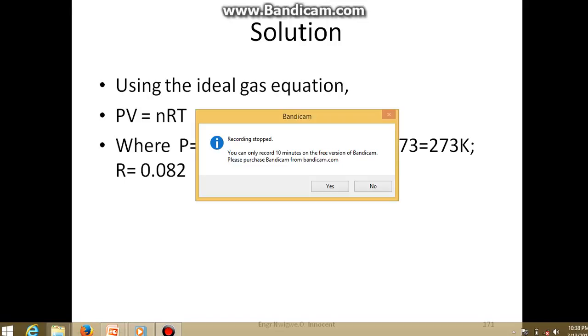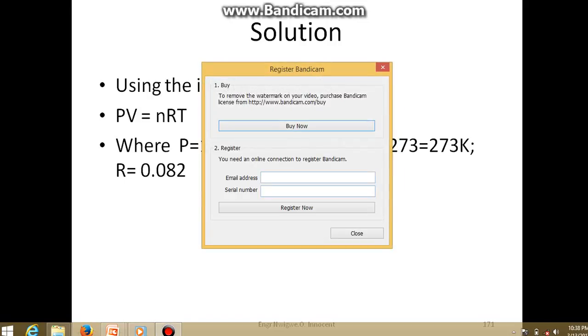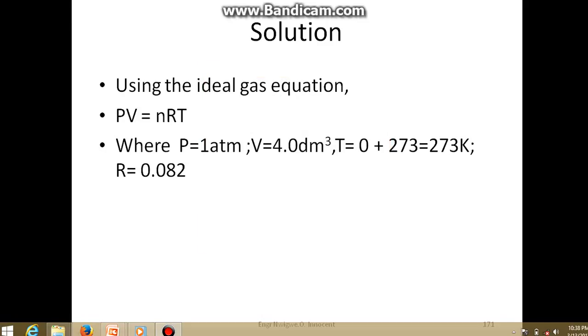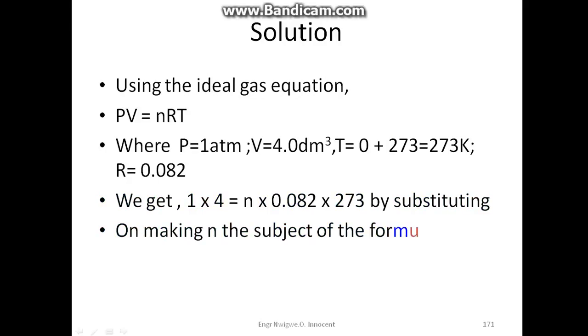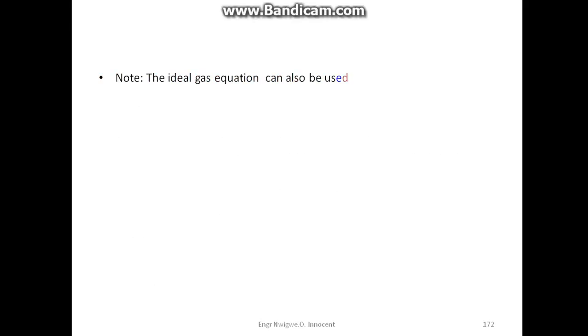We get 1 times 4 equal to n times 0.082 times 273. Since we don't know the value of n, by making n the subject of the formula, we get n equals 4.0 divided by 0.082 times 273. Note, the ideal gas equation can also be used to calculate any of the parameters of the gas.